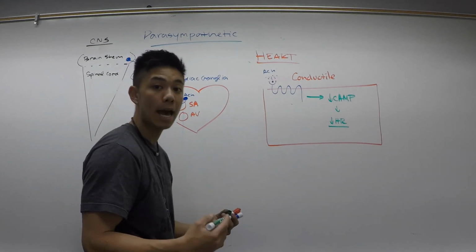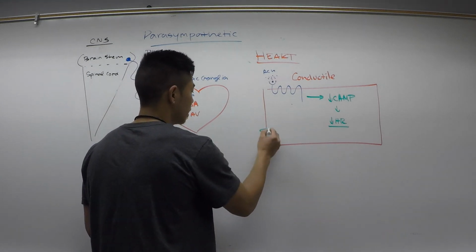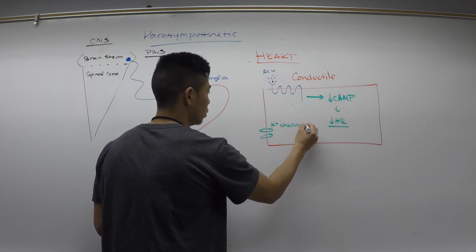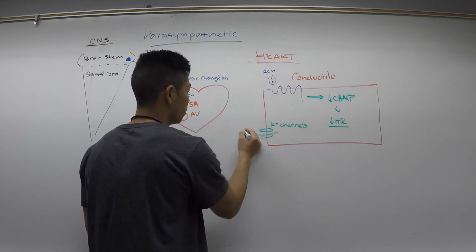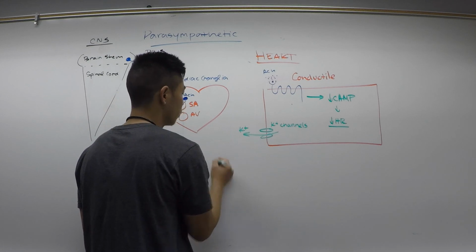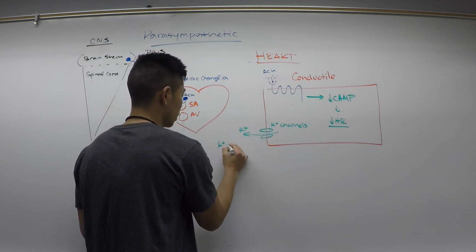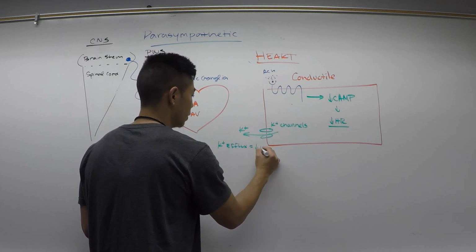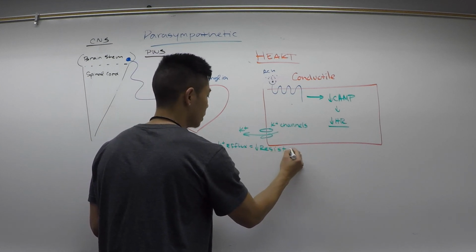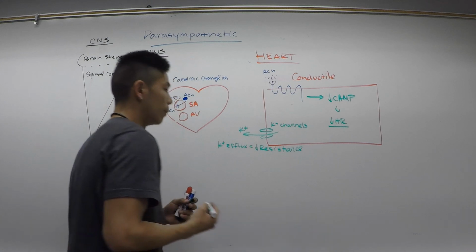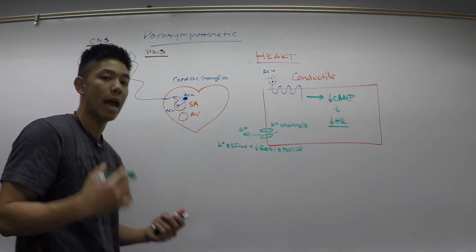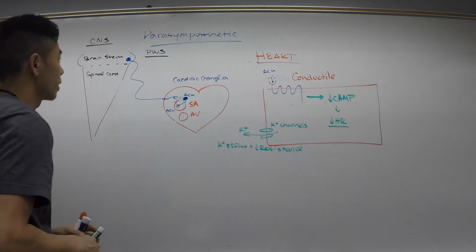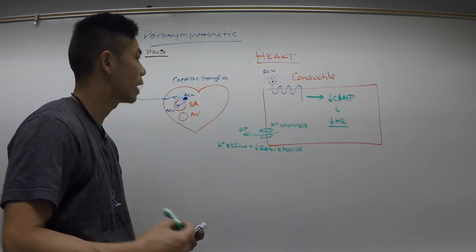Another effect that it has is it's going to affect our K+ channels here. And what that's going to do is it's going to allow K+ to flow out. And if our K+ flows out, K+ efflux, we're going to decrease our resistance. And if we decrease our resistance, we're not going to be able to generate an action potential as quickly. And so the main effect of the parasympathetic nervous system is to slow down our heart rate.